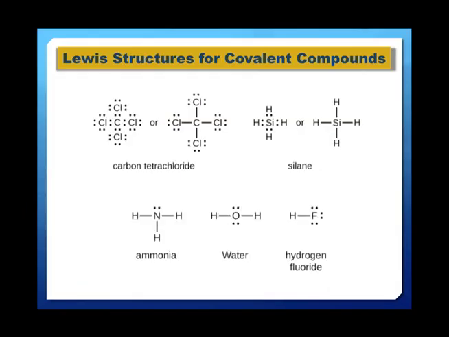Here are a few more examples of covalent compounds represented as Lewis dot structures. Notice that each pair of electrons in a covalent bond is expressed as a line, while lone pairs remain individual dots. Those are the basics when it comes to Lewis symbols and Lewis dot structures.